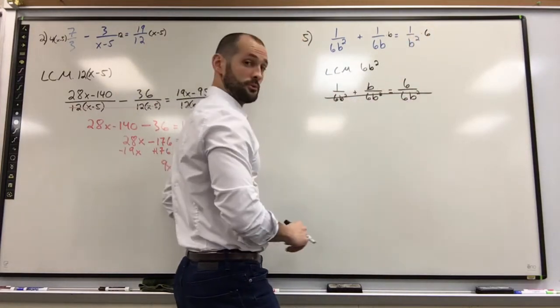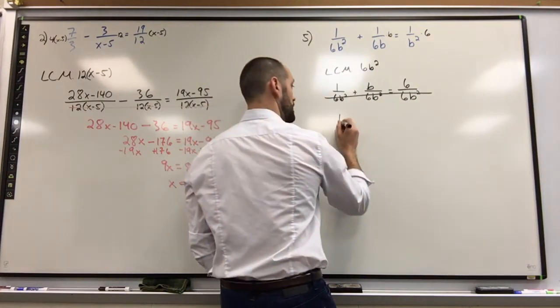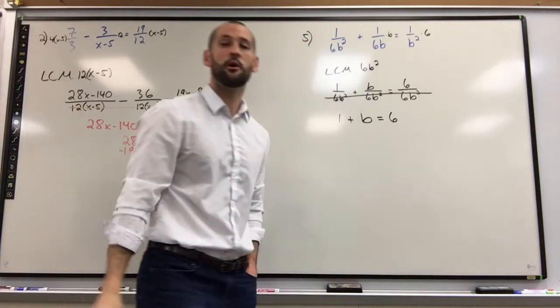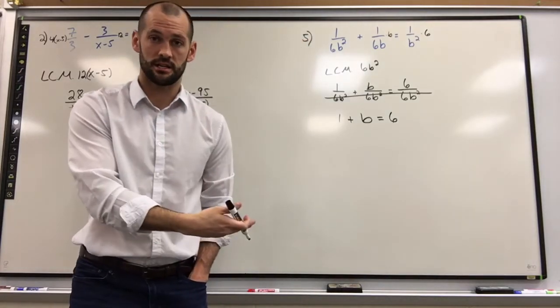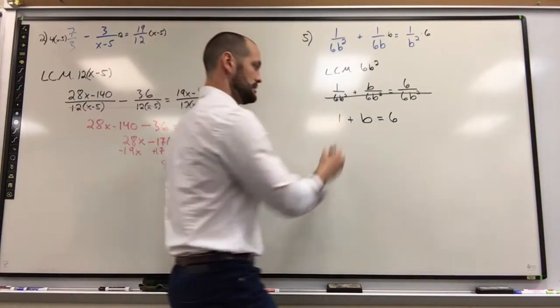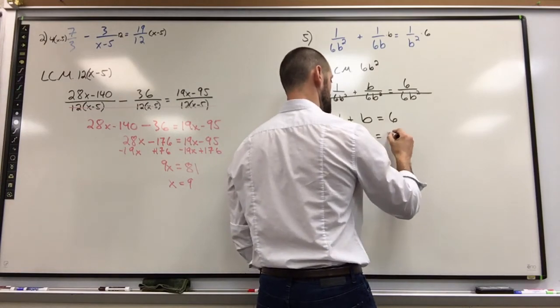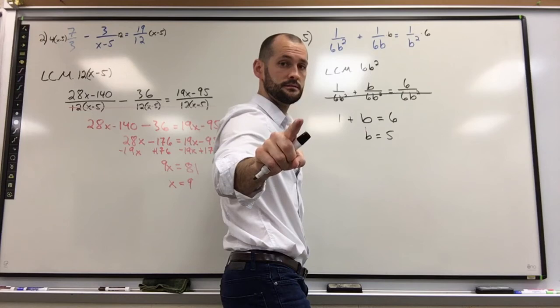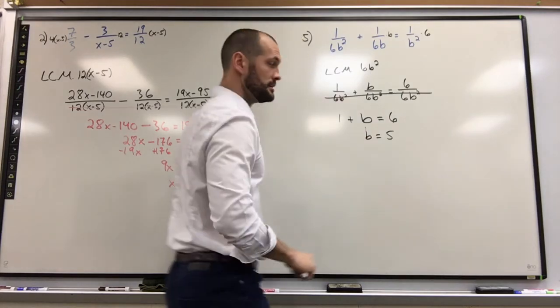Schwink. We get a 1 plus b equals 6. Come on. It doesn't get easier than this. Told you it wasn't scary. Subtract the 1. b equals 5. I don't know why that b had a tail.